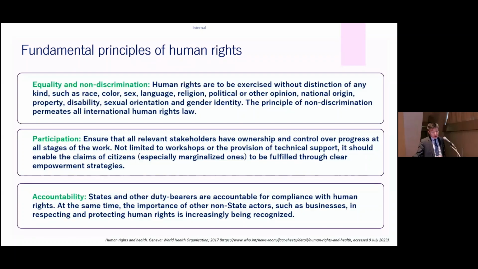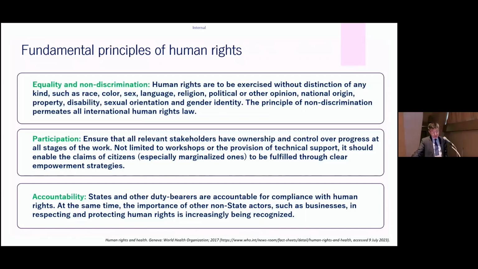It includes equality and non-discrimination. Just as Professor Omiti mentioned, the stigma is a lot and we have to eliminate it. The second one is participation. The third one is accountability. So therefore, we should eliminate discrimination against infected people. Otherwise, we also have to invite these infected people and related persons to join, make decisions, and take action.